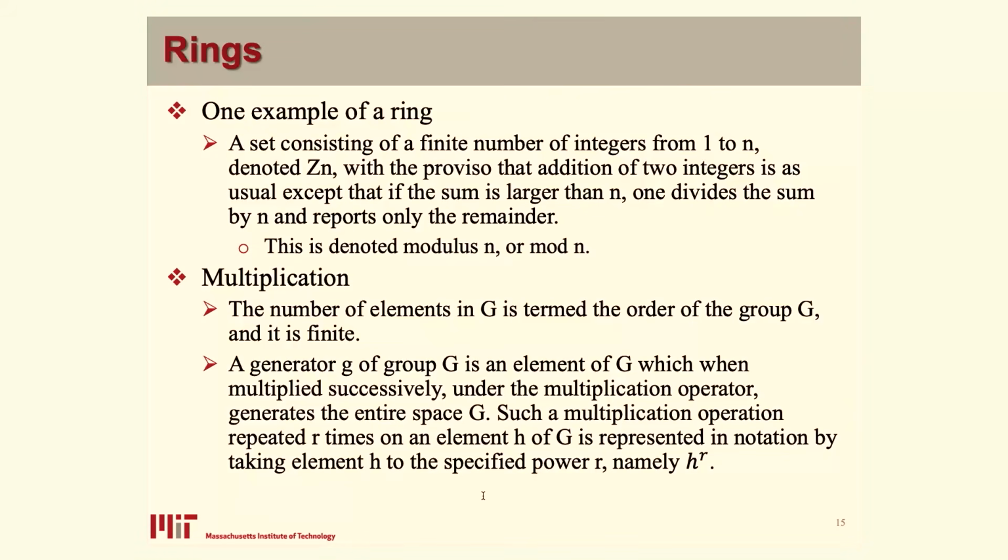And this is a finite number of integers, 1, 2, 3, ... n. Z_n, or Z sub n, is the notation for a set of finite integers of order n, with the provision that two integers, when added, would give you a number. If that sum is larger than n, you divide the sum by n, and you get the remainder. That's modulus n, or mod n.